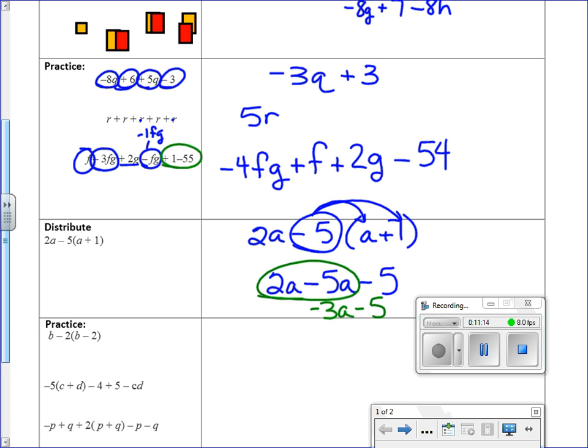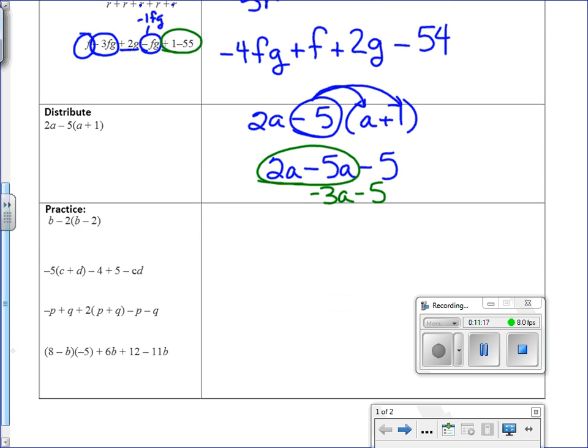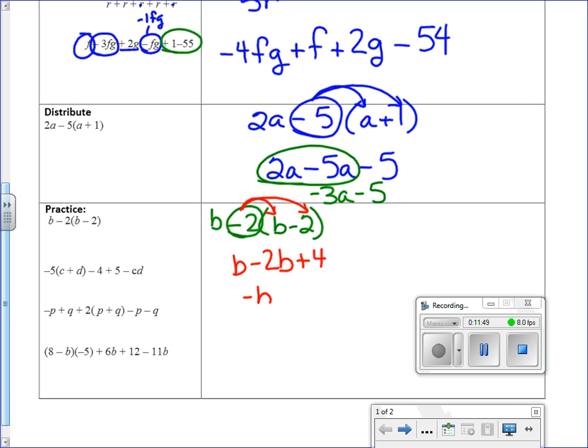All right, let's go ahead and practice a few down here. So the first thing I'm going to do is distribute. Again, I've got to distribute that negative 2. So I have b minus 2 times the quantity b minus 2. I'm distributing negative 2 to everything inside of the parentheses. So I end up with b minus 2b. Negative times a negative is a positive, so plus 4. So I end up with negative b, because this guy's positive, so that's 1 minus 2 is negative 1b, plus 4.